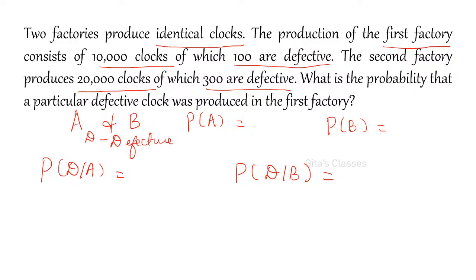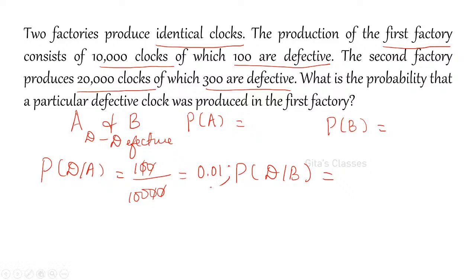The production of the first factory consists of 10,000 clocks, of which 100 are defective. Yeah, it is 0.01. Yes, ma, correct. Manaswini, very good. P of D given A is 0.01. See, 100 are defective out of 10,000 clocks. Therefore, 2 zeros will get cancelled.